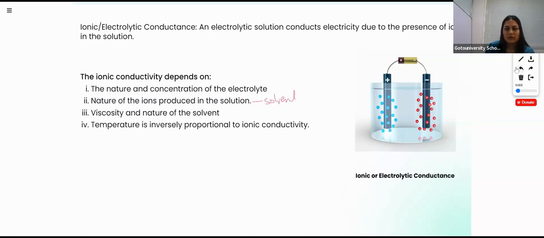where we will discuss the solvation of ions. What is the solvation of ions? It is the solute particles combining with solvent molecules.